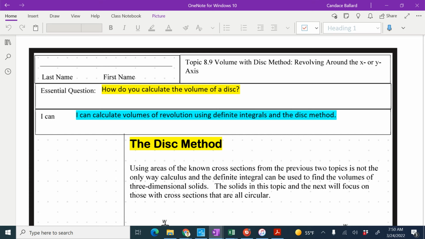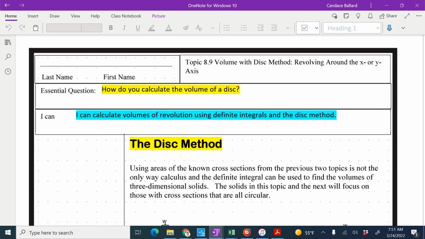In this video, I'm going to talk about topic 8.9, the volume of a disk method revolving around the x or the y-axis. Our essential question is, how do you calculate the volume of a disk? And our I can statement is, I can calculate volumes of revolution using definite integrals and the disk method. So in this video in particular, we're just going to go through this first page together, which is kind of an introduction. There's no examples on it.